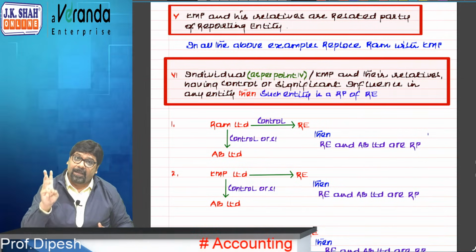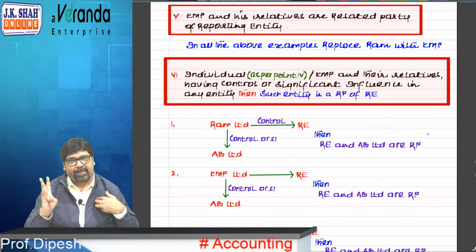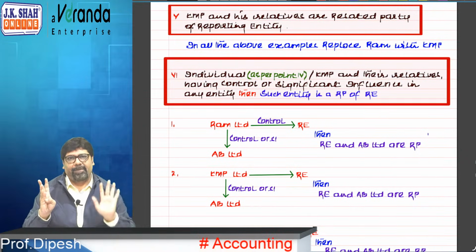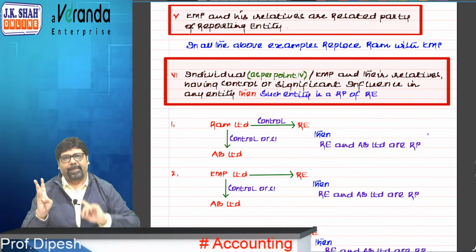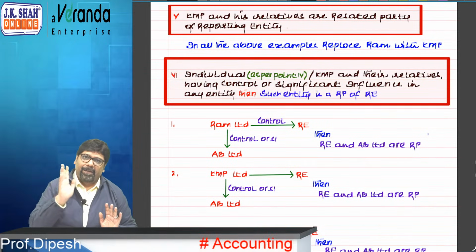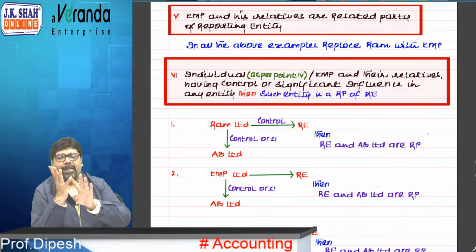Acha. Third, co-venture, joint venture. Okay. Number 4, relative, who has directly or indirectly control or significant influence. My subsidiary, my subsidiary, my associate, my subsidiary's associate. Fifth, instead of individual, any KMP. Instead of individual, put KMP.